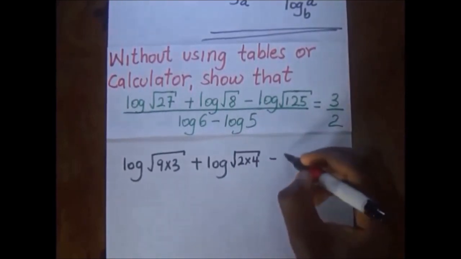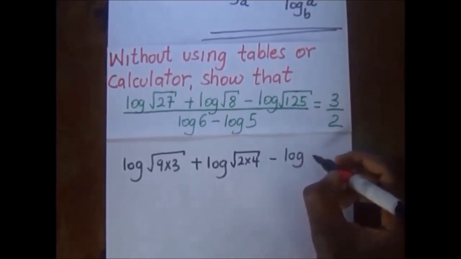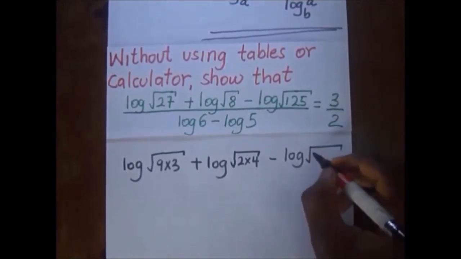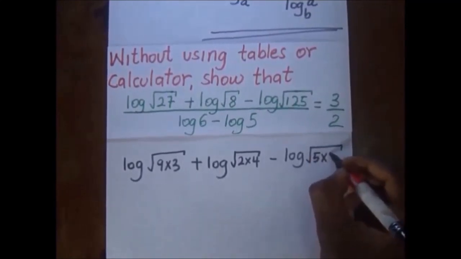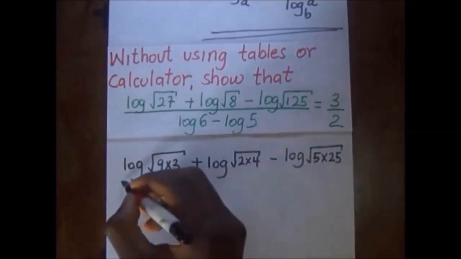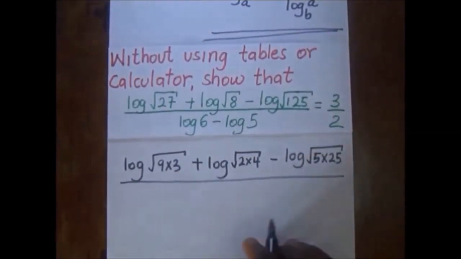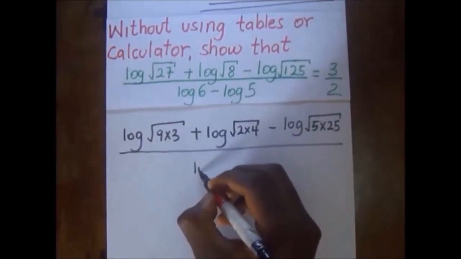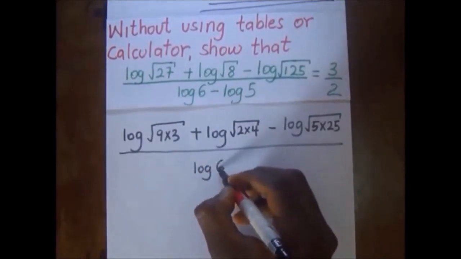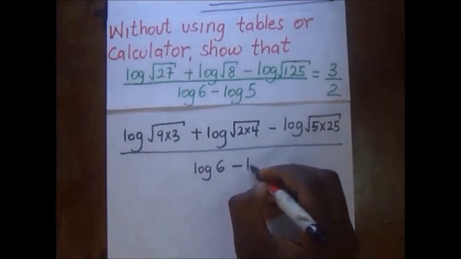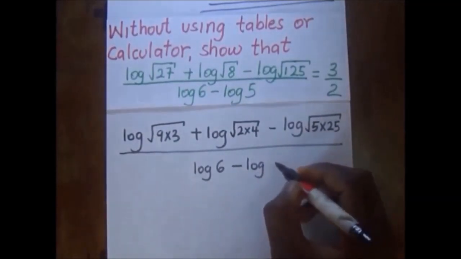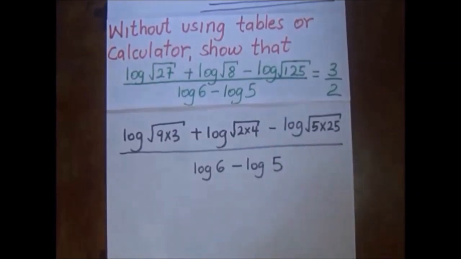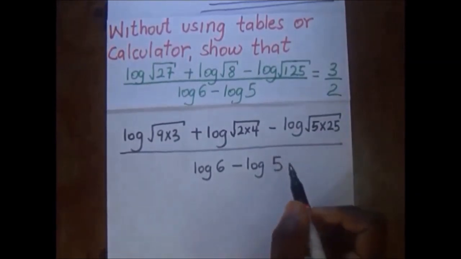That is minus log base 10 of, what is 125? 125 is the same as 5 times 25. And all that we are dividing by the log of 6 minus log of 5, like that. So log of 6 minus log of 5, we continue.